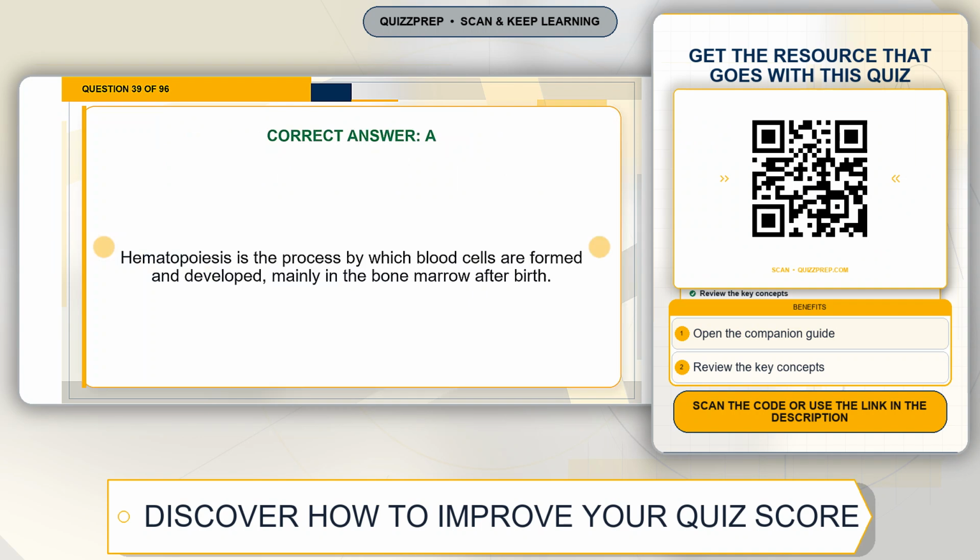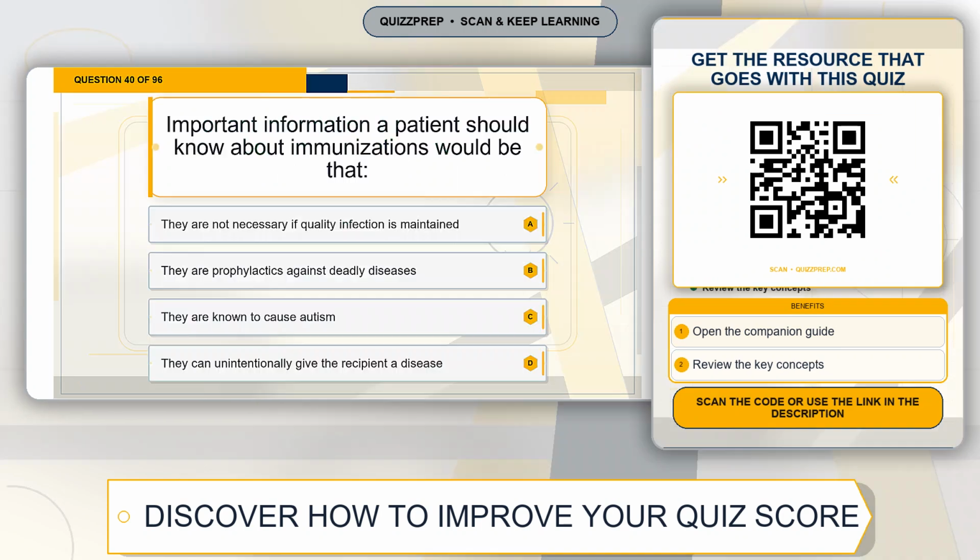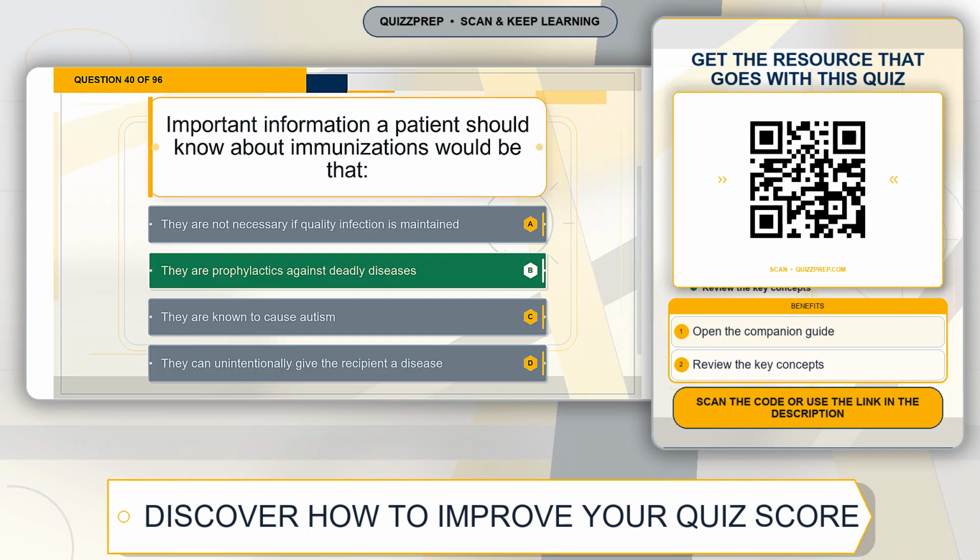Explanation. Hematopoiesis is the process by which blood cells are formed and developed, mainly in the bone marrow after birth. Question 40. Important information a patient should know about immunizations would be that. Option A, they are not necessary if quality infection is maintained. Option B, they are prophylactics against deadly diseases. Option C, they are known to cause autism. Option D, they can unintentionally give the recipient a disease. The correct answer is option B, they are prophylactics against deadly diseases.